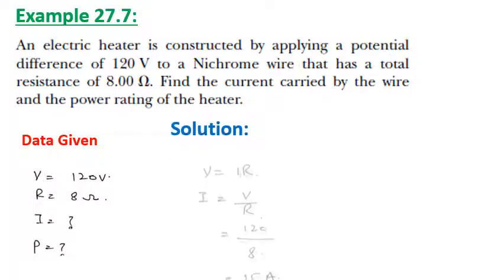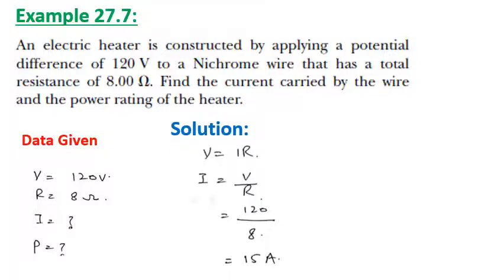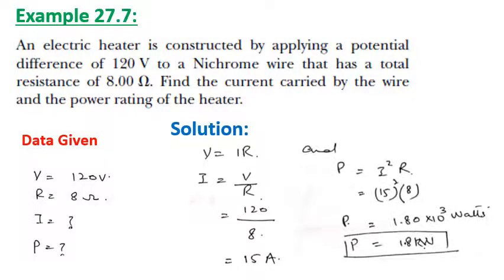So we'll proceed first by using Ohm's law. We will find current, that is I equals V over R. Putting in the values, we get 15 amps. And now to find power, P equals I squared R. We have the value of I and R, and get power equals 1.8 into 10 raised to the power 3 watts, that is 1.8 kilowatts. So it's a very simple problem using Ohm's law and the formula to calculate power using current and resistance.